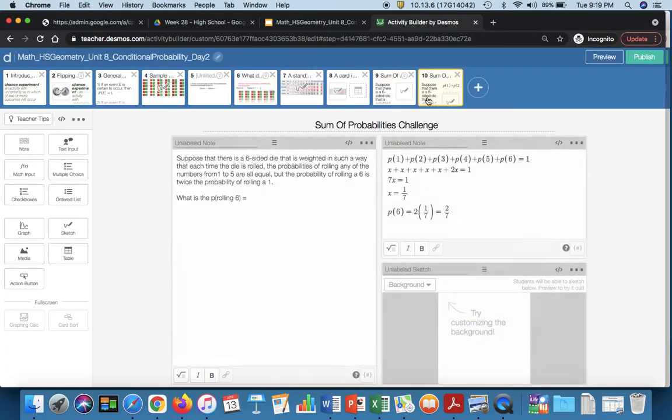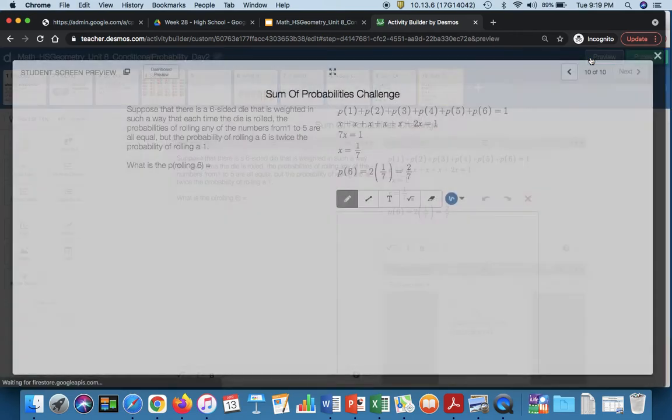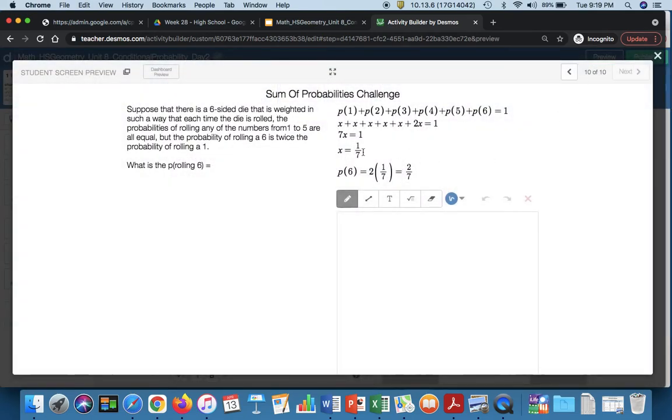And on the next slide, I've prepared an answer key that you could use as a model exemplar here, right? So you're reinforcing the idea here that the sum of probabilities is 1. And in my case here, in my sample exemplar, I let the probability of 1 to 5 each be x. And then if the probability of 6 is twice as much as the probability of 1, I let that be 2x. And as I solve for x, I got 1/7. And if I substitute for the probability of 6, that would be 2/7.